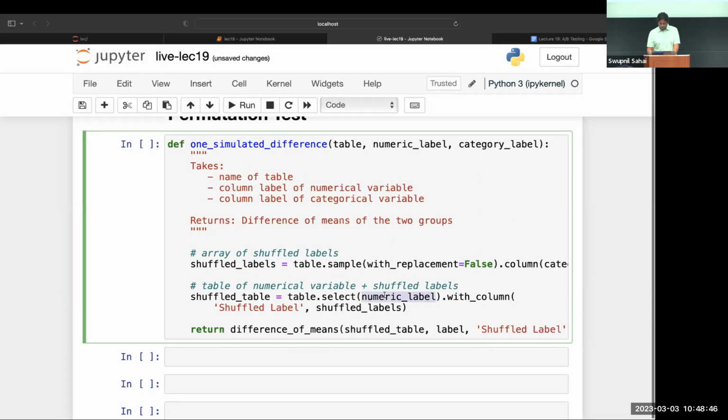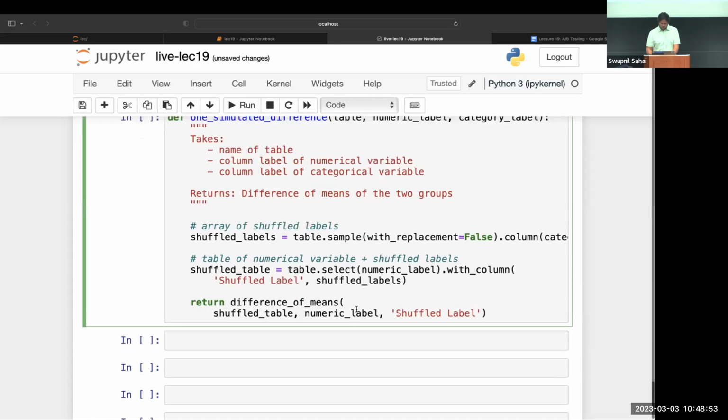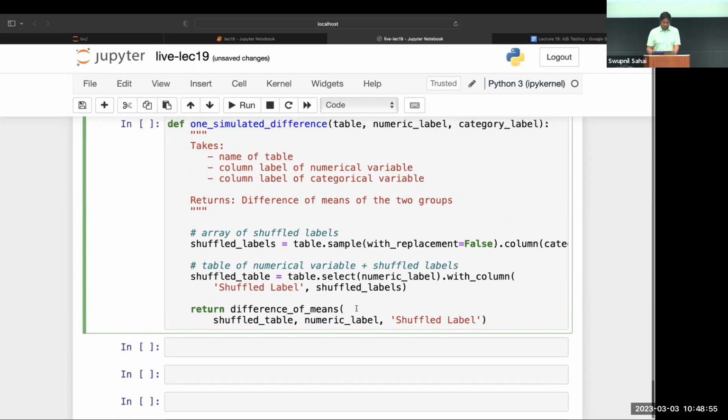That should be numeric label. Oops. Oh man, that's not what I wanted. Okay. So that's the last line. So it's just like compute the test statistic.